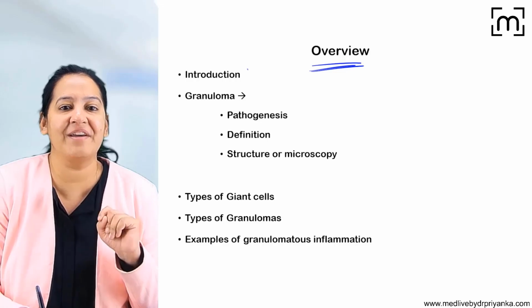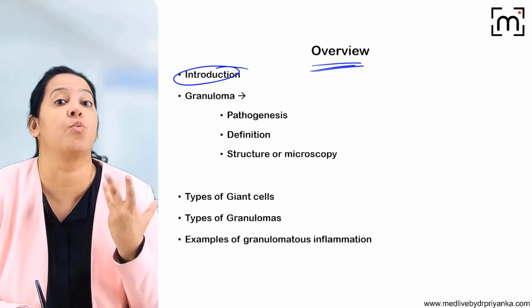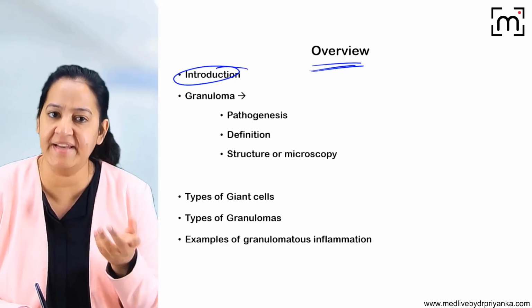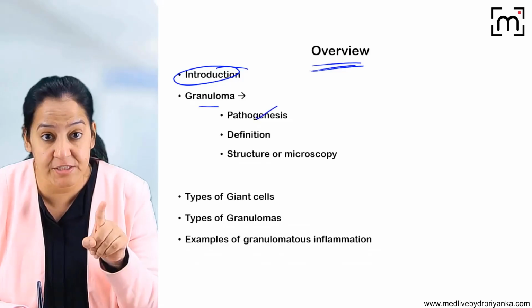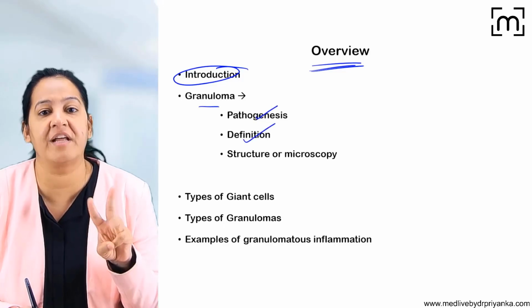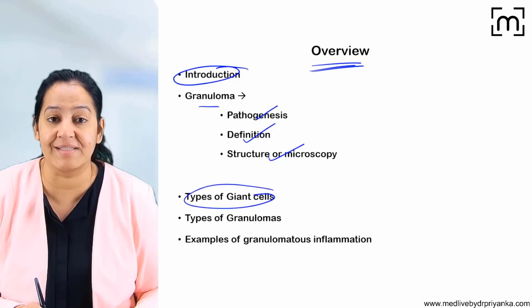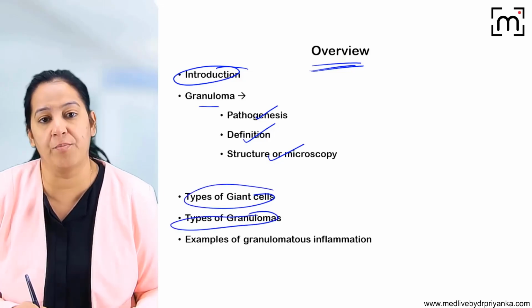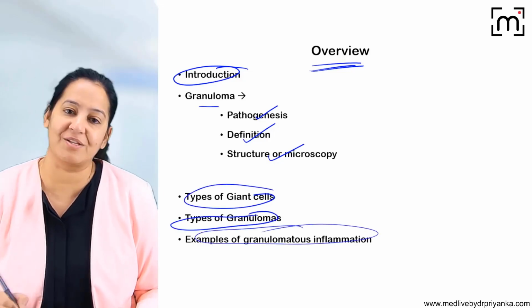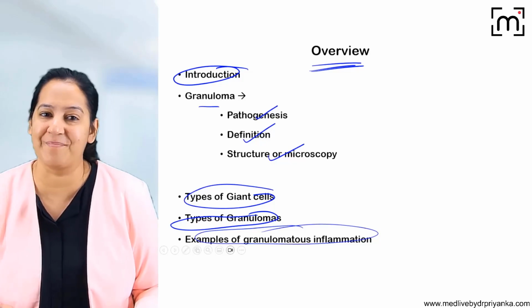First of all, tell me the introduction or definition of chronic inflammation. What is chronic inflammation? Then start granuloma. Tell me the pathogenesis of granuloma. Tell me the definition of granuloma. Tell me the structure or microscopy of the granuloma. Then tell me the types of the giant cells. Then tell me the types of the granulomas. And in the end, we will see the examples of the granulomatous inflammation. So let's start them one by one.